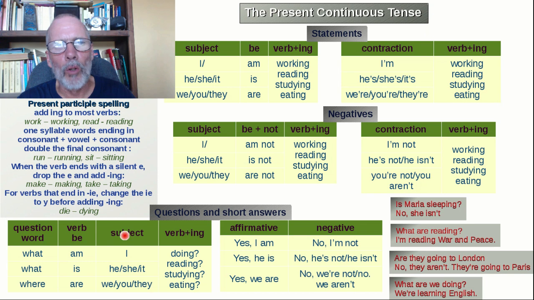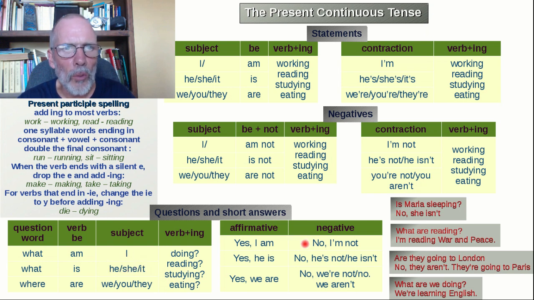If you recall, this is exactly what we saw with the verb be in the present simple. And finally here in the present continuous question we need the verb with ing. So some examples of present continuous questions are: what am I doing? What is he reading? Where are they studying? Those are some examples. There are no contractions in the question form.